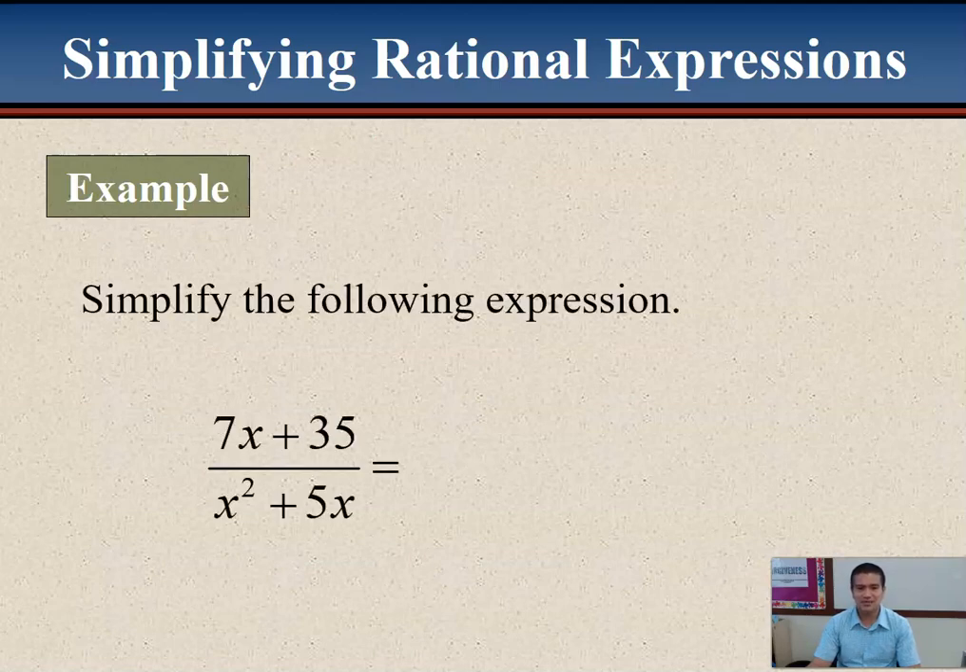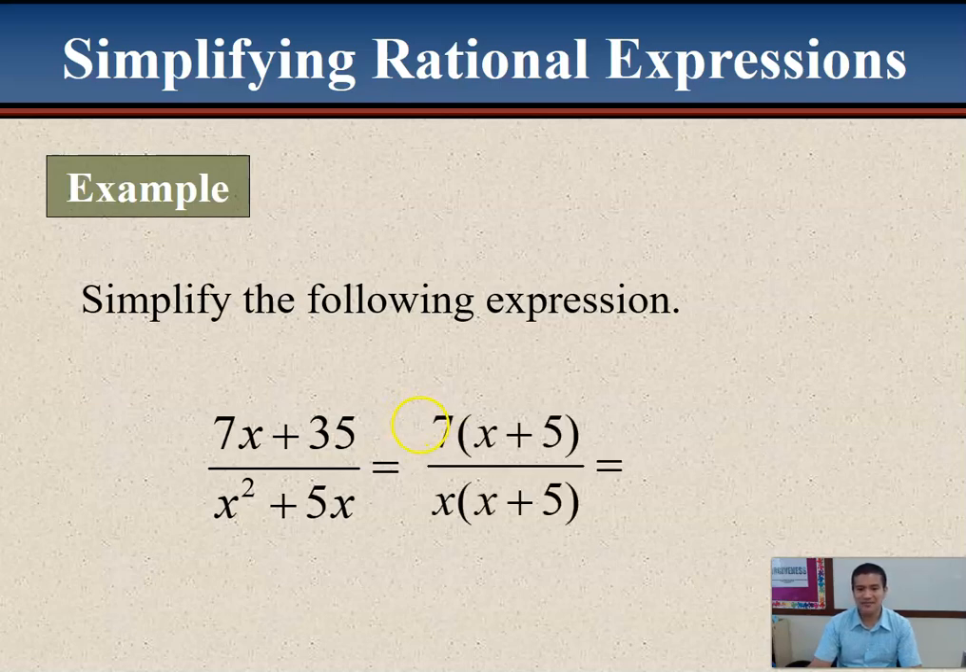Let's try some examples. We have 7x plus 35 over x squared plus 5x. What is the factor of 7x plus 35? It is 7 times x plus 5. The denominator is x times x plus 5. After that, you can eliminate the common factor, which is x plus 5. Therefore, the answer is 7 over x.